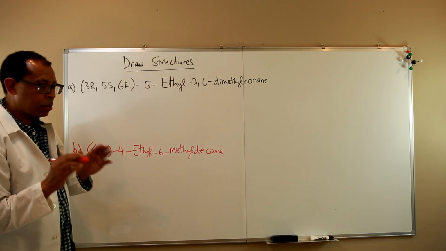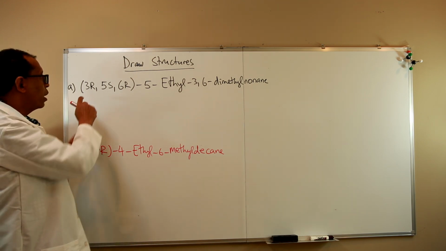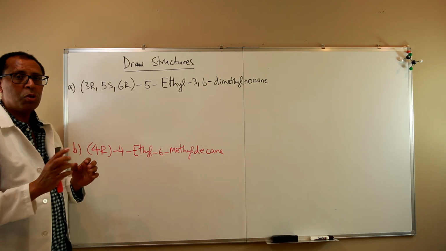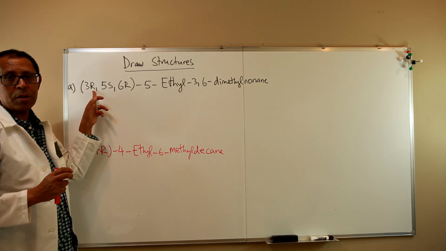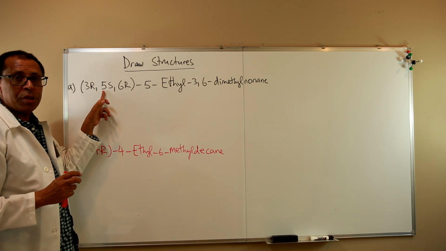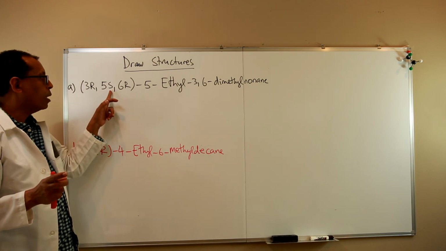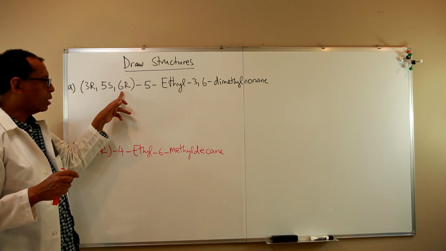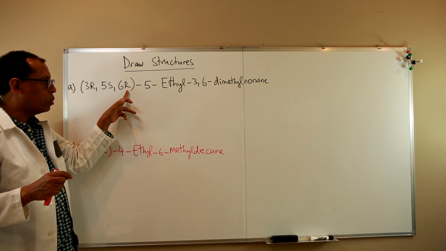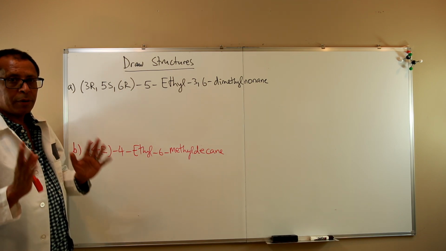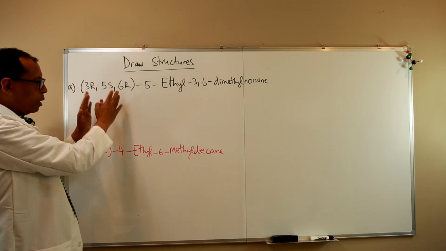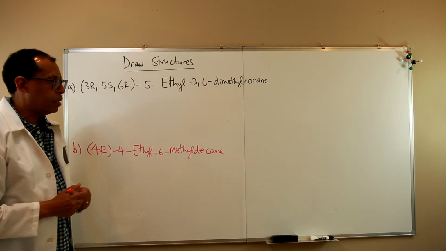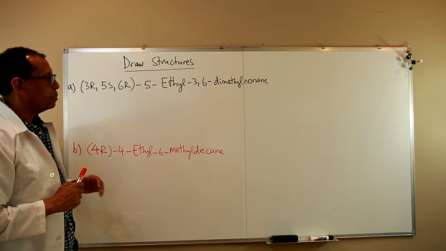But first you have to just put in parentheses the absolute stereochemistry. That's the first rule. So what it tells us is that at 3 position there is a substituent with R stereochemistry. At 5 position the substituent has an S absolute configuration. At 6 position there is a substituent which has an R configuration. So the whole thing in the parentheses refers to the absolute configuration of that particular compound.